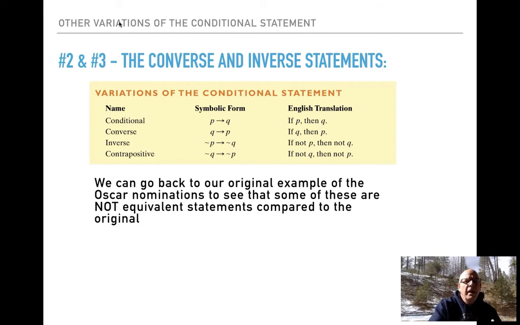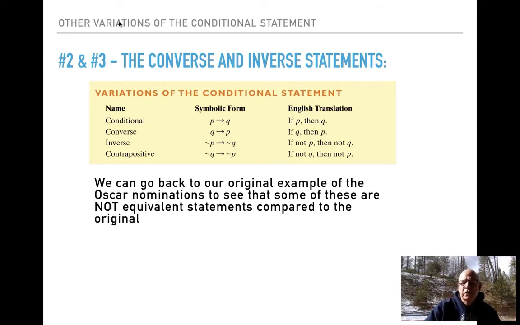Okay. And I'm going to go back to our original slide of the Oscar nominations to see how this order switches here in just a minute. But the converse switches the order. That's all it does. The inverse keeps the original order, but then puts nots on both of them. Not P implies not Q. That's the inverse of the original statement. And the contrapositive, as we were just looking at, switches the order and puts nots in them. And so you need to keep those three separate from each other from the original statement.